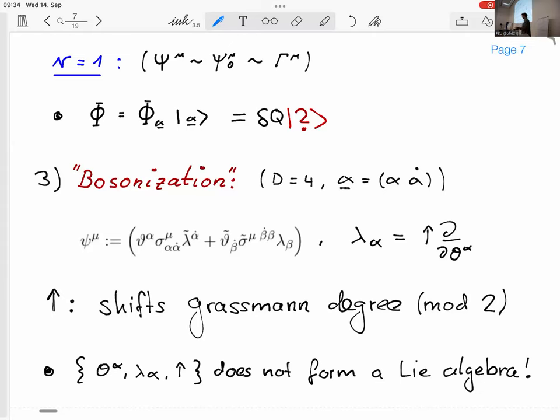Then you could say, okay, that's it. But that is why I gave this motivation at the beginning and said, if you did string theory in non-critical dimensions, spin fields also wouldn't form a Lie algebra. So I said, maybe, let's see, can we still work with this?